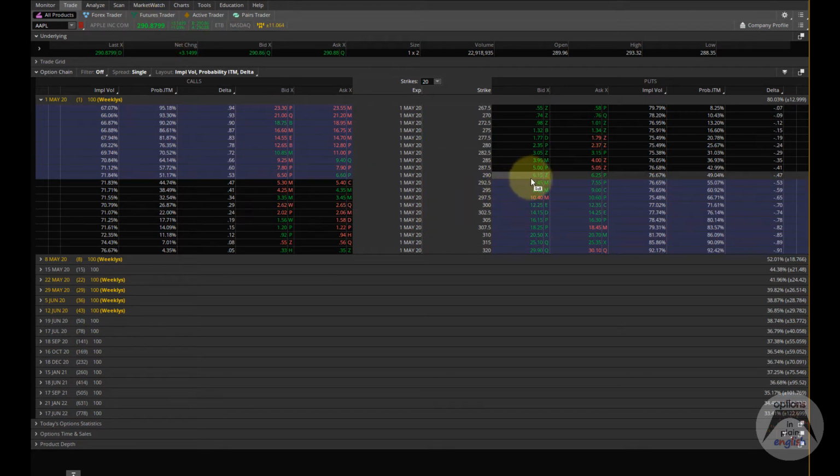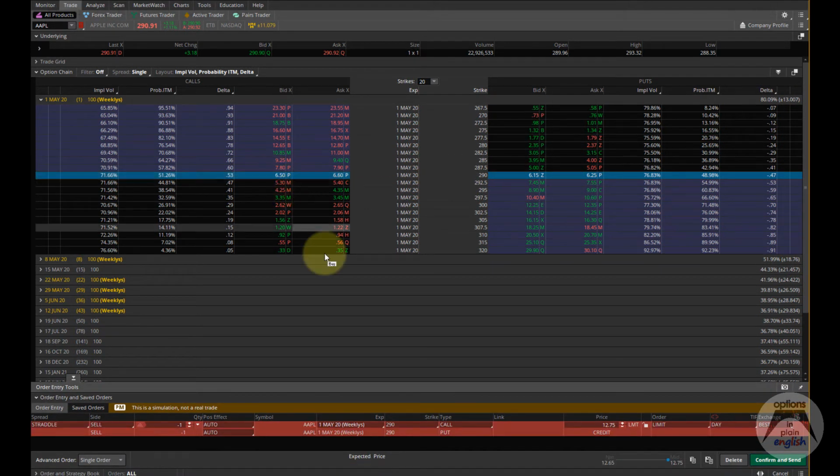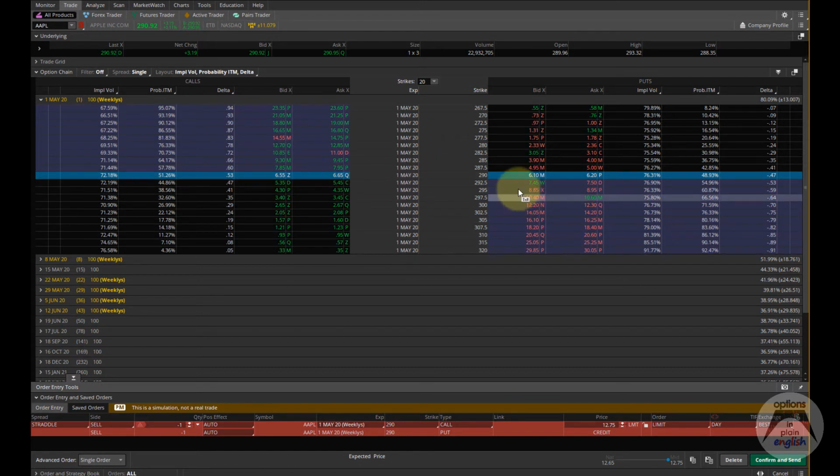And what we're gonna do is go to the closest at the money strike, which would be the 290. We're going to sell the 290 straddle pretty much. We're gonna sell the 290 put, the 290 call, and then the move we're going to multiply by 2. $11 multiplied by 2 is around $22.